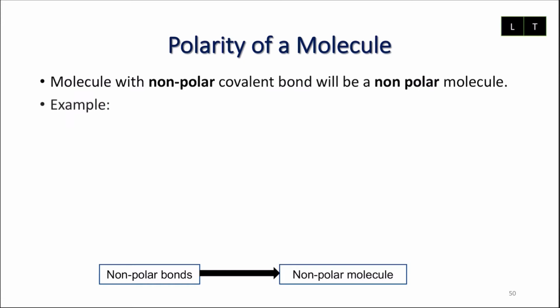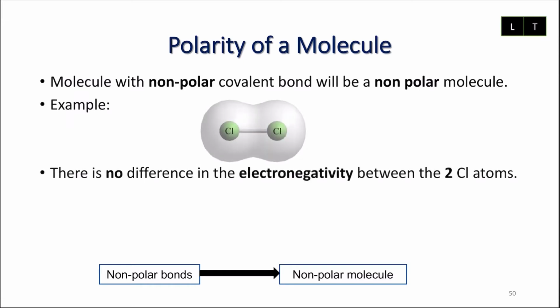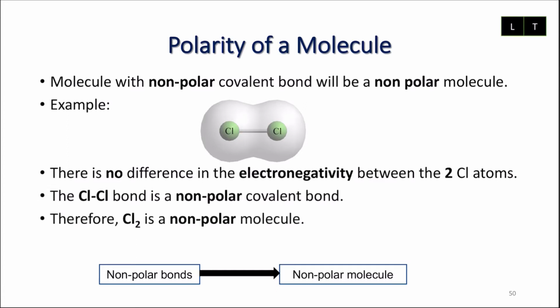For example, saya ada Cl2. So, there is no difference in electronegativity between two chlorine atoms. So, kita boleh conclude Cl bond dekat sini is non-polar covalent bond. Therefore, Cl2 is non-polar molecule. So, ingatlah these tips. Bila ada molekul tu mempunyai non-polar bond, automatically that molecule is non-polar molecule.